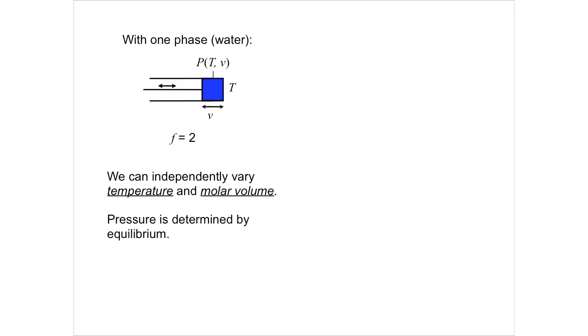Okay, so let's summarize what we've seen. With only one phase present, water, or we also saw this with air, we can independently adjust the temperature and the molar volume. Then pressure is determined by equilibrium. This corresponds to 2 degrees of freedom, which in this case are temperature and volume.